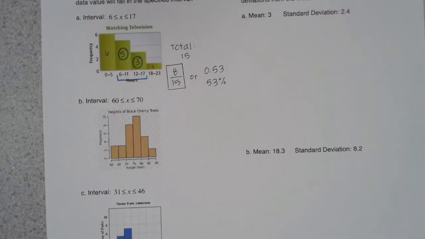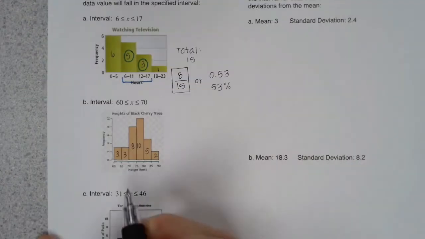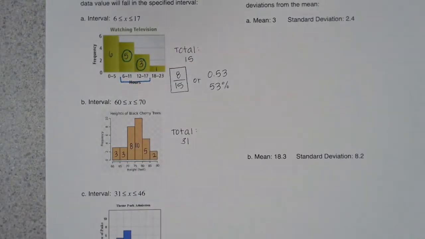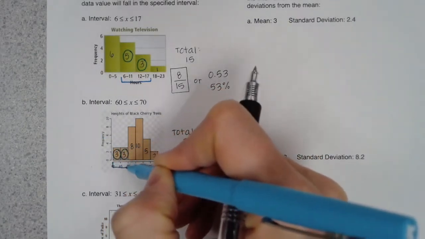In example B, we'll start by going through and labeling the bars to figure out the height of each one so that we can figure out the total. And so for this one, when you go through and add up the numbers, you get that there are 31. Once you know the total, then you can go back and figure out with which interval you're trying to look at. So this one says 60 to 70. And so here starts 60 and then here ends 70. So we're looking on this interval right here.